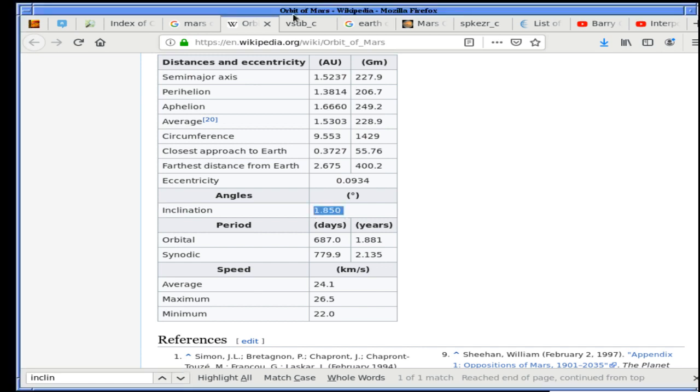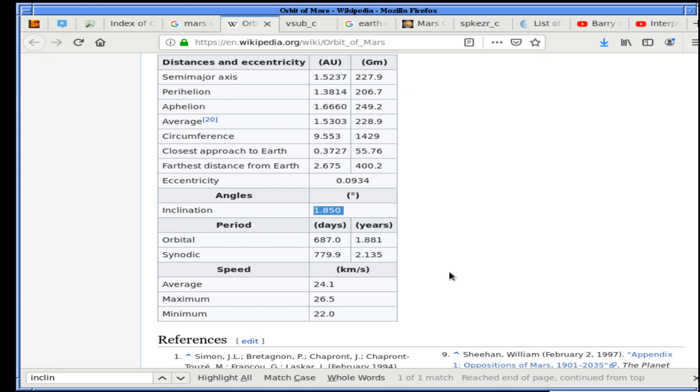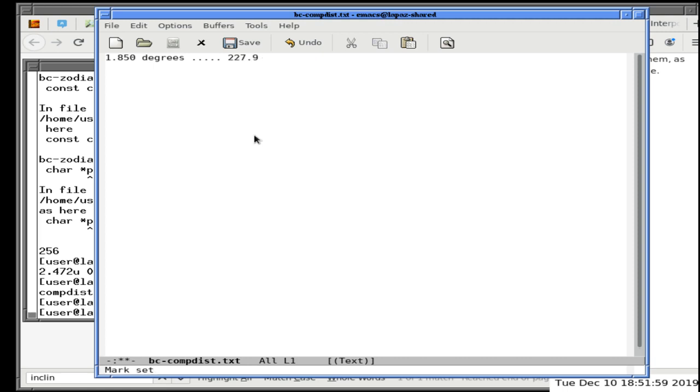So the question is, with the inclination of 1.85 degrees, how far is it from the ecliptic? How far can it be from the ecliptic? And the answer to that is going to be, well, let's get its semi-major axis, which is 1.5. Do I want it in gigameters or astronomical units? Let's go gigameters, because we're using kilometers as our unit of measure, and a gigameter is a good unit because it's very similar to kilometers, obviously.